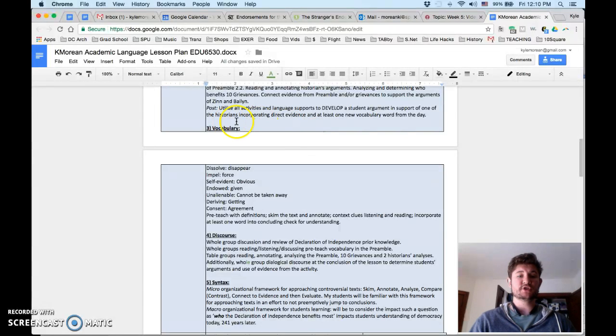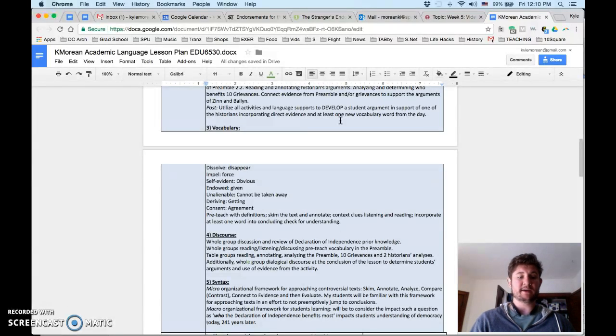And at the conclusion, students will utilize all of these activities and language supports to begin the DARE argumentative framework, develop a student argument in support of one of the historians, and incorporate the evidence, at least one of the new vocabulary words, into that synthesis paragraph.